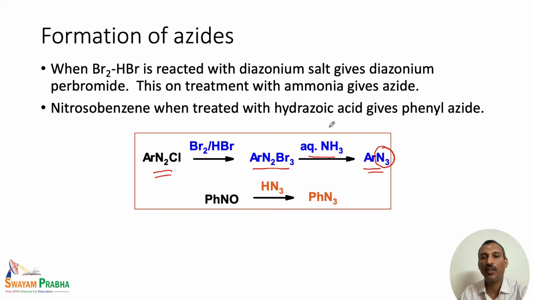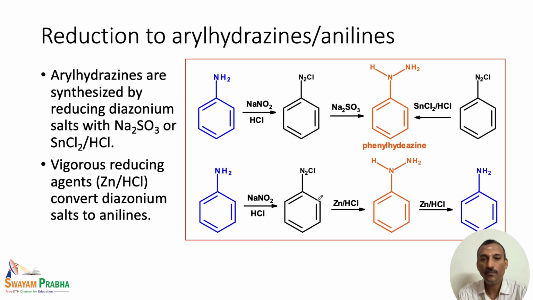In the previous reactions that we have seen, in all the cases the nitrogen is lost as a gas. In the kind of reactions we are seeing currently, the nitrogen is retained. Of course, if we want to prepare the corresponding phenyl acid, there is also another method where nitrosobenzene can be treated with hydrazoic acid to give the phenyl acid. The next one is reduction to form the aryl hydrazines or anilines.